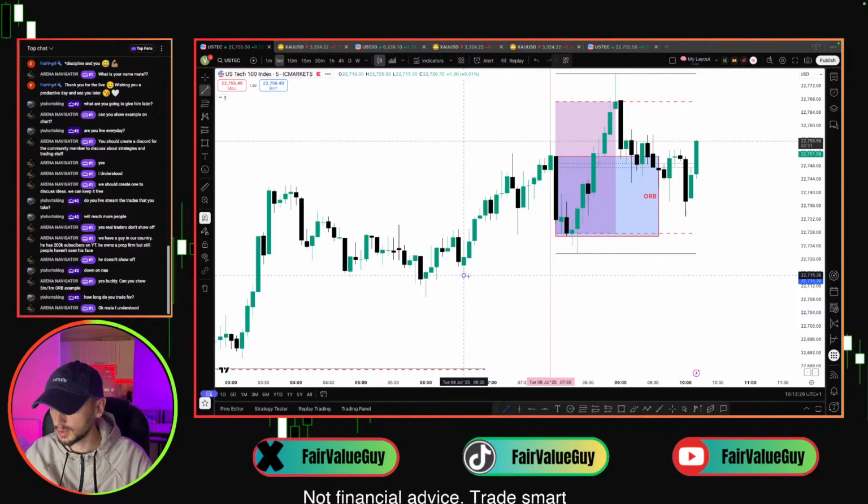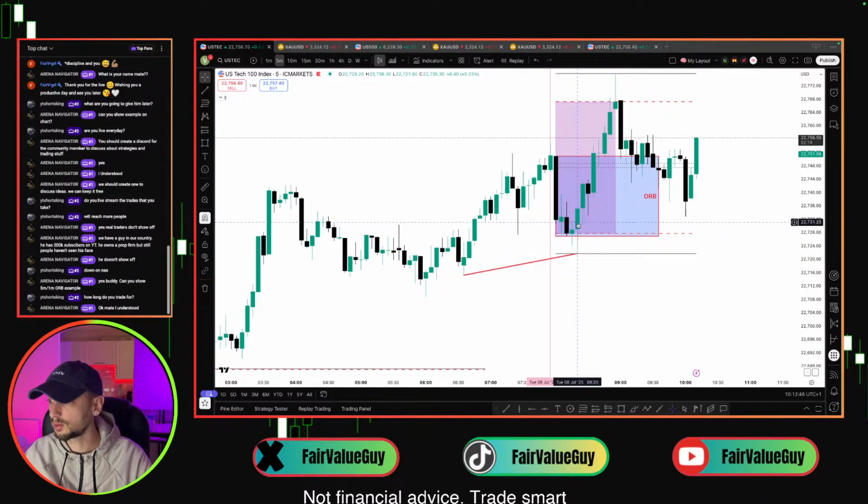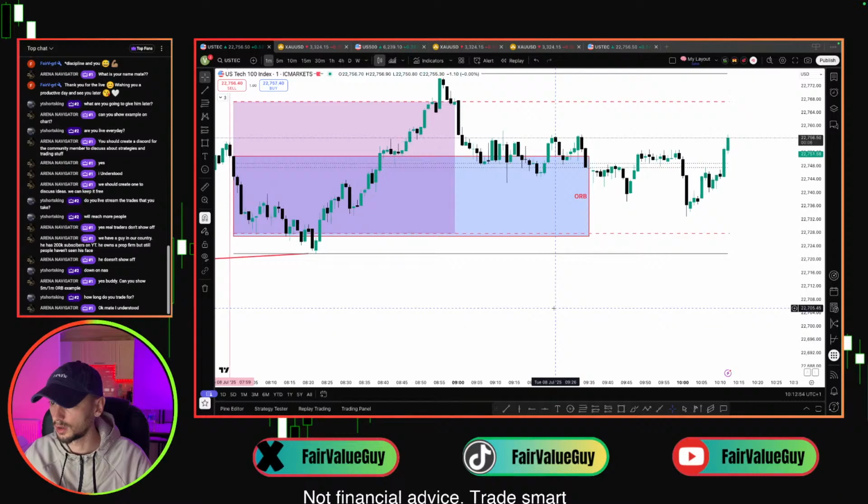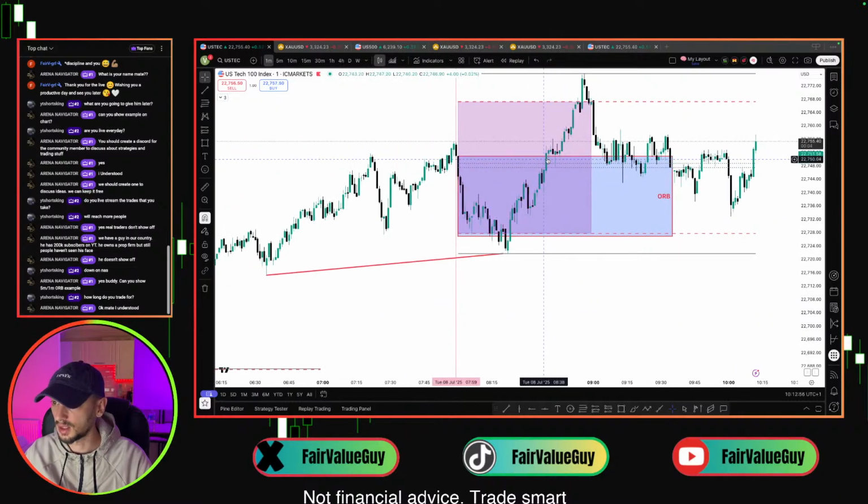We made SMT with those lows between Nasdaq and US 500. So US 500 took those lows and Nasdaq couldn't. This candle came back in, and this is where I enter because I get very strong rejection plus SMT. This is confirmation for a reversal, and I was targeting the upper part of the ORB.